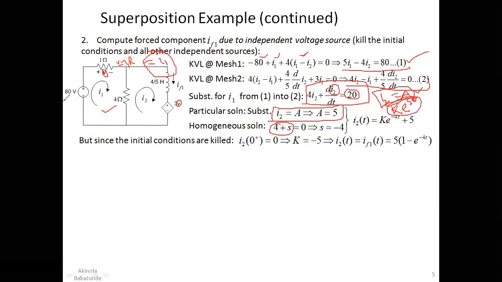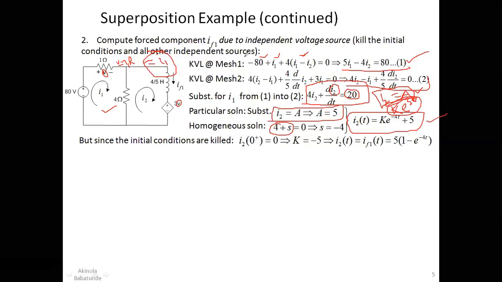Total I, total response of the voltage when we kill the initial condition and kill the independent current source. So total I2 of t will be equal to the addition of these two responses, A plus k e^(st). k e^(st) is the same thing as k e^(-4t). A is 5, so you have 5 here. So you keep these here.